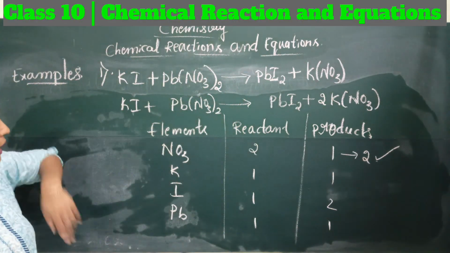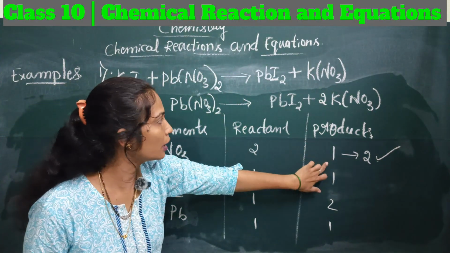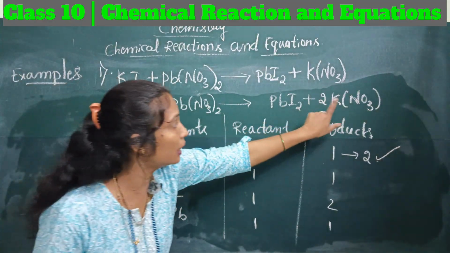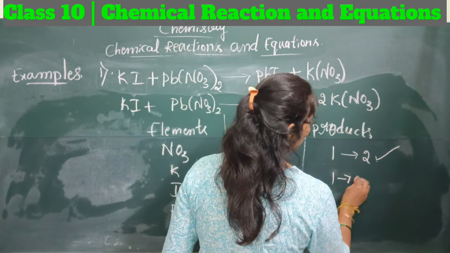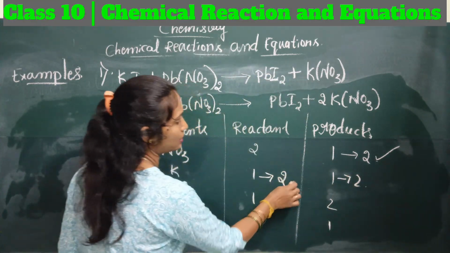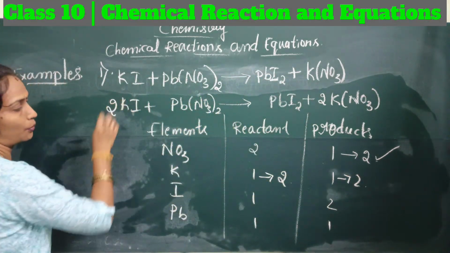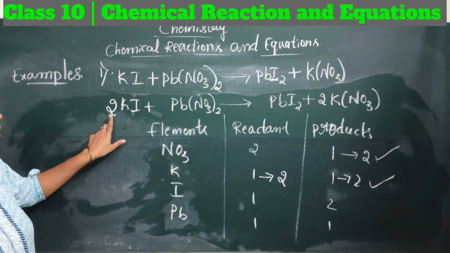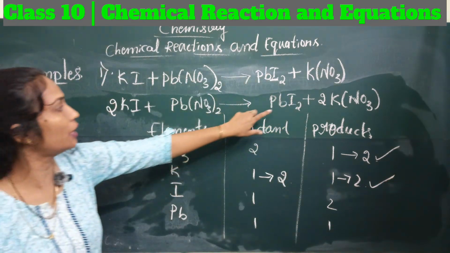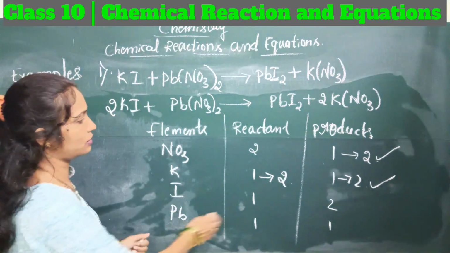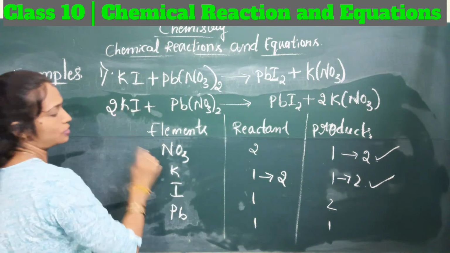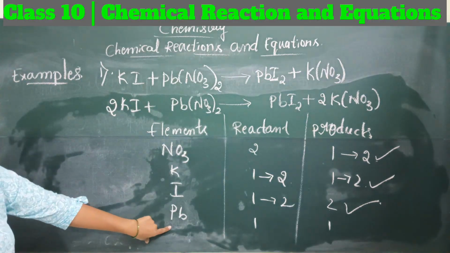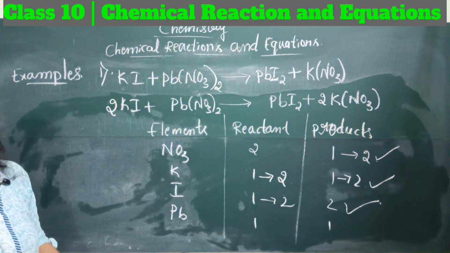Now come back to nitrate again, 2. Here also 2, got balanced. Now potassium. Here it is 1, but here it becomes 2. So here you need to balance by taking 2. Now it has also got balanced. Now what about iodine? Here 2 iodine is there, yes, and here also it becomes 2 now, so it is also balanced. Now lead, 1 lead is there, 1 lead is there.